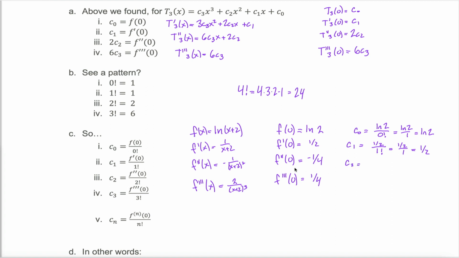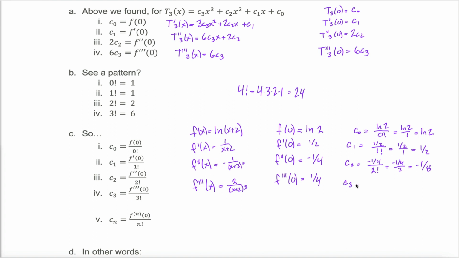To calculate C2, I want to take the second derivative of my function evaluated at 0, so negative 1/4 in this case, and then divide that by 2 factorial. 2 factorial is 2 times 1, in other words, 2. So I get negative 1/4 divided by 2, or negative 1/4 divided by 2 over 1. If you multiply by the reciprocal of the denominator, you'll get negative 1/8.